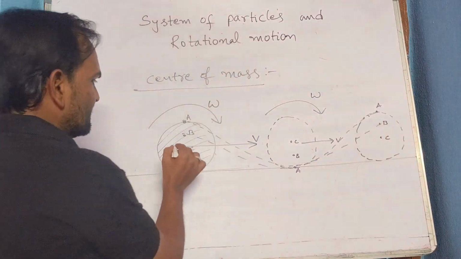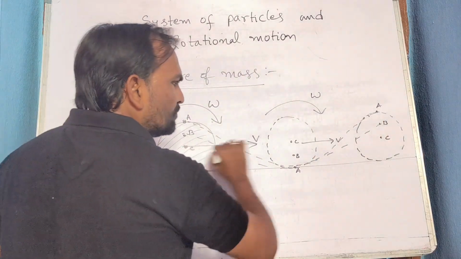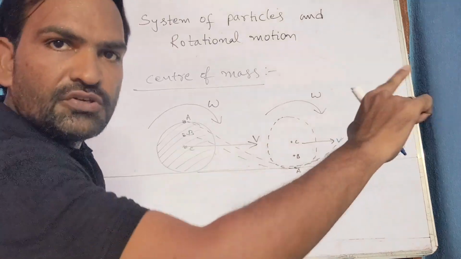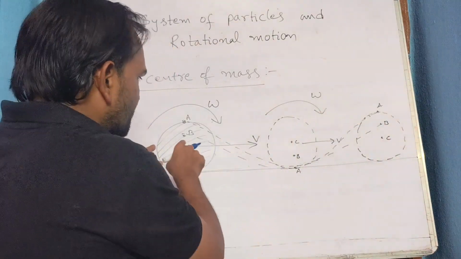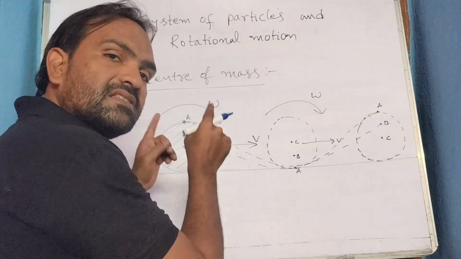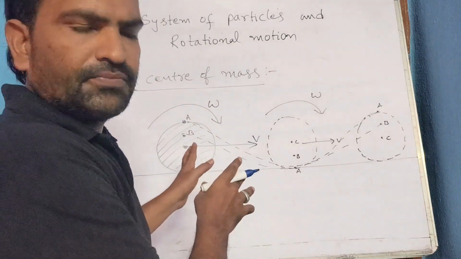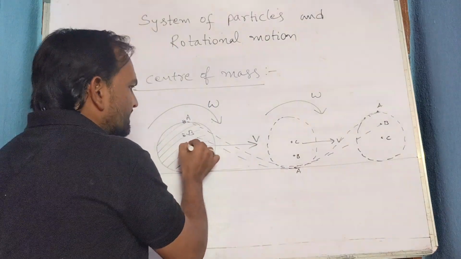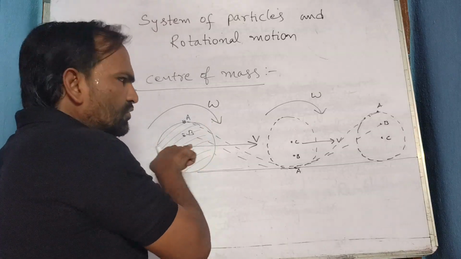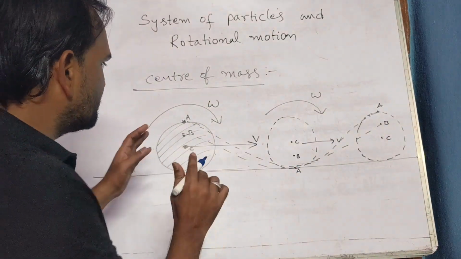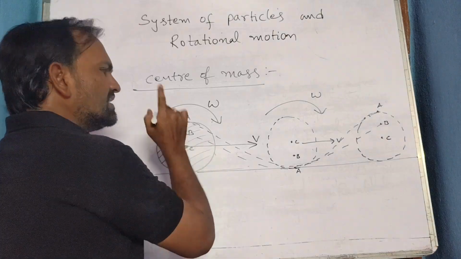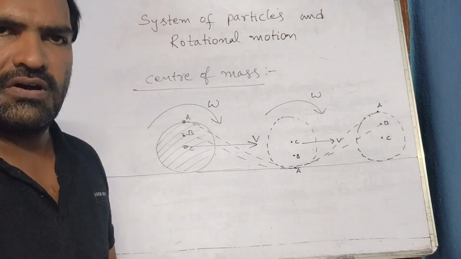When observed, point C moves along a rectilinear motion, a linear translatory motion. This is never changed. So this is called the center of mass of the disc. The path of the center of mass of this body never changes; it moves along a linear motion. That's why we take C as the center of mass of the body.